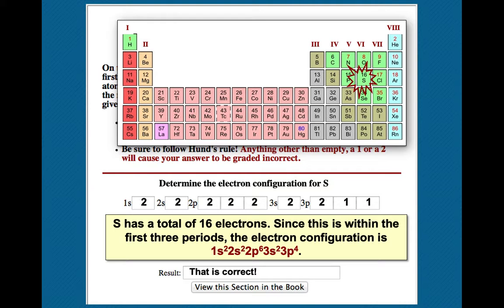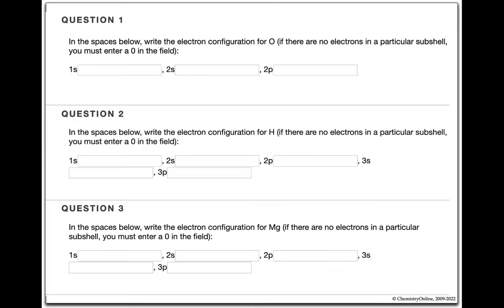Now, like I keep saying, this is different on Blackboard, just slightly, for 2 reasons. First of all, we don't need to do Hund's rule. And secondly, you cannot leave anything blank. As long as I was writing the code, I could do blanks. Blackboard doesn't do blanks. So, you have to do either a 1, a 2, or a 0.